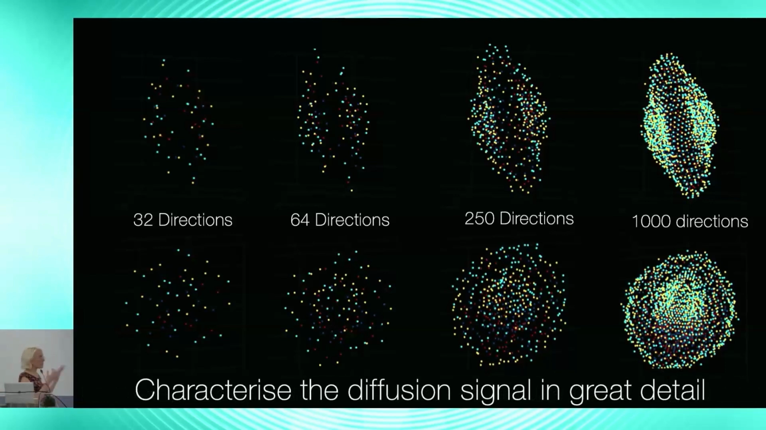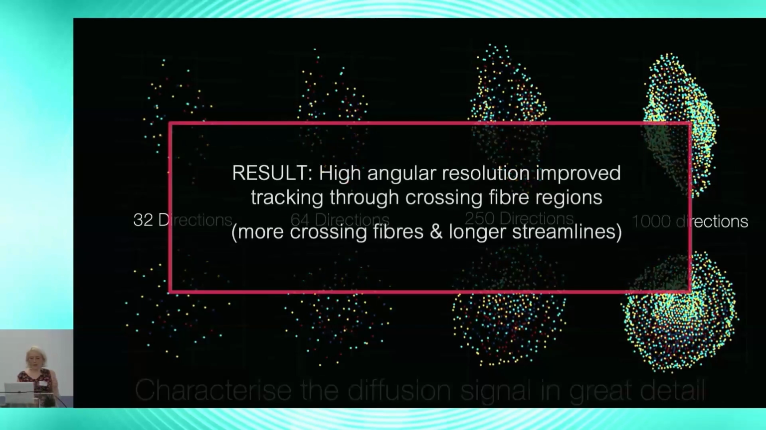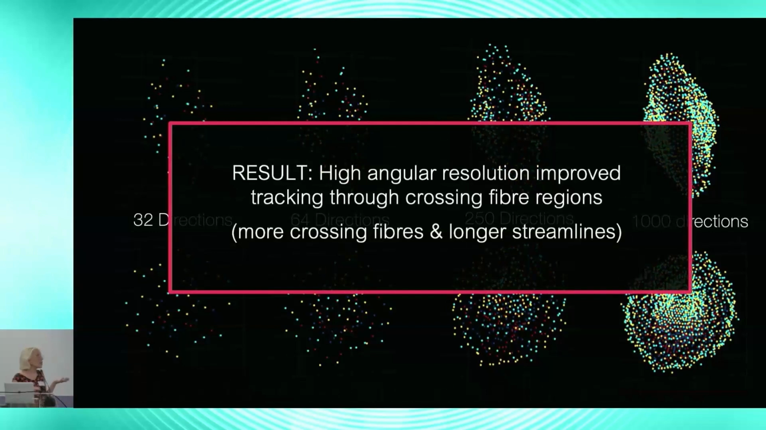Although this looks beautiful, we wanted to ask, does it really provide any additional information, particularly when we want to look at fiber orientations and running tractography? So we took our 1,000 gradient data set and divided it into subsets. We fitted fiber orientations using diffusion models, and then we ran tractography. The high-level result was that high angular resolution improved tracking, particularly through crossing fiber regions, because we found additional secondary and tertiary fiber populations with the increased number of gradient directions. And we also got longer streamlines throughout the brain.